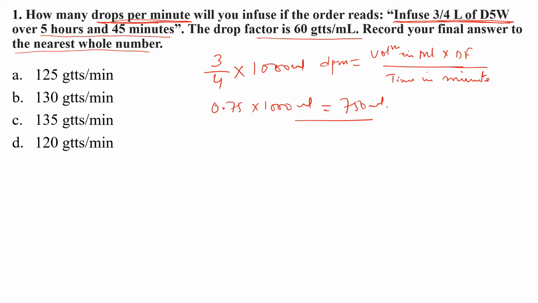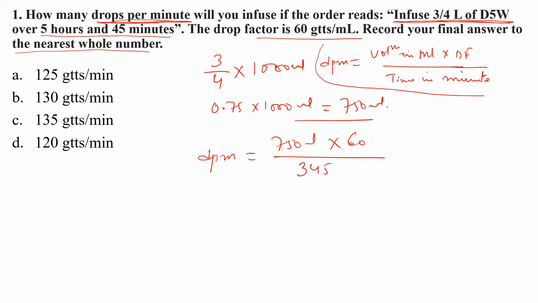So after converting this 3/4 of 1 liter, we get the volume to be infused as 750 ml. So now we just have to put the data in this formula. The drops per minute will be volume 750 ml multiplied by drop factor 60, and the time is given as 5 hours. So 5 hours multiplied by 60 we get 300. 300 plus 45 we get 345 minutes.